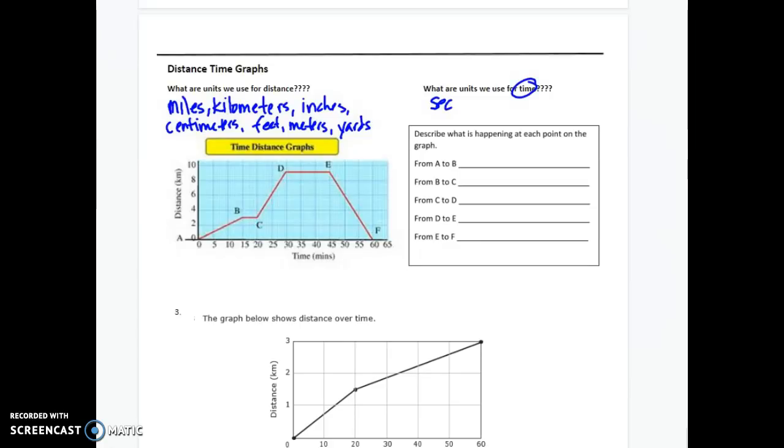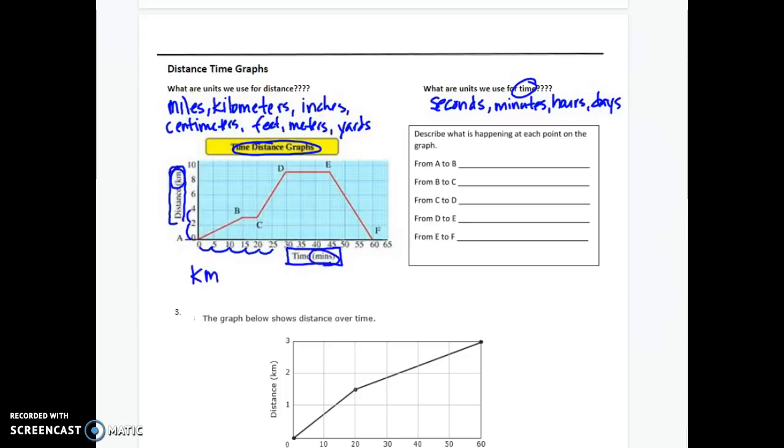Over here, what units do we use for time? Of course, we've got seconds. We have minutes, hours, days, weeks, months, years, all of those. Lots and lots of them. Time distance graph. Always look at the axes. It's important to label them, circle them, make sure that you recognize not only what the axes are labeled, but also what the units are. So in this case, we've got distance, which is kilometers, and time in minutes. So the speed that is being graphed here was measured in kilometers per minute.